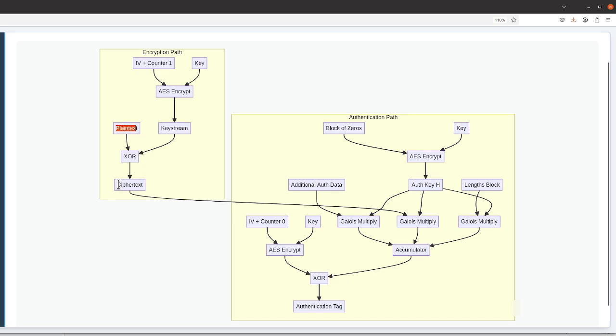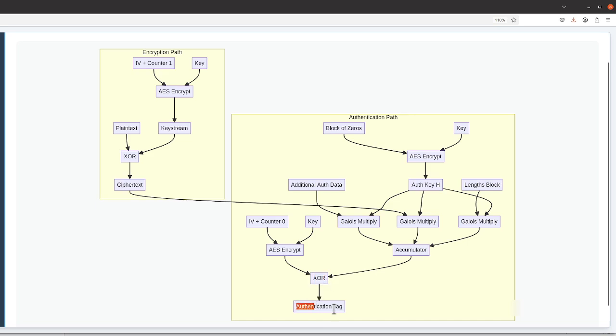At the bottom, we have the authentication path. First, we generate the authentication key H by encrypting a block of zeros. Then we process the additional authenticated data through Galois field multiplication with H. Next, we process the ciphertext through the same multiplication. We add the lengths block and continue multiplying. Finally, we encrypt counter 0 and XOR it with the accumulated value to produce the authentication tag.